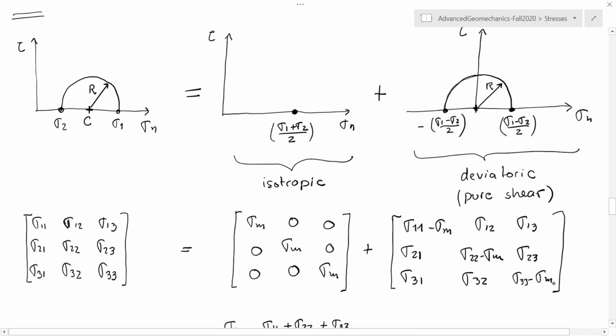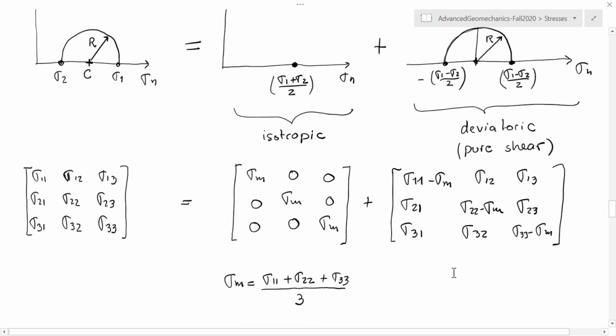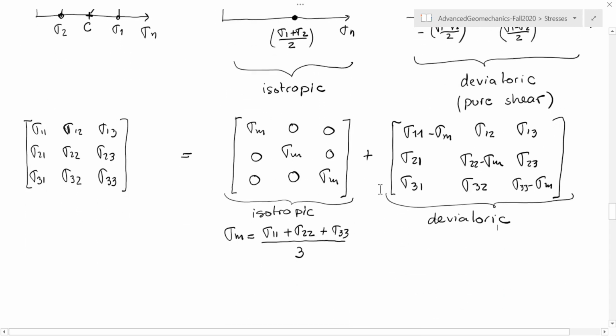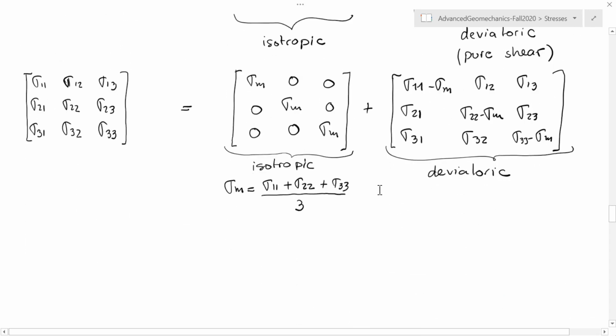Okay, and this is going to be the deviatoric tensor. Let me write here. This is the isotropic component. This one is the deviatoric component. And it's the same thing as what we had before. And I can also simplify this to having just a stress tensor written as one variable.